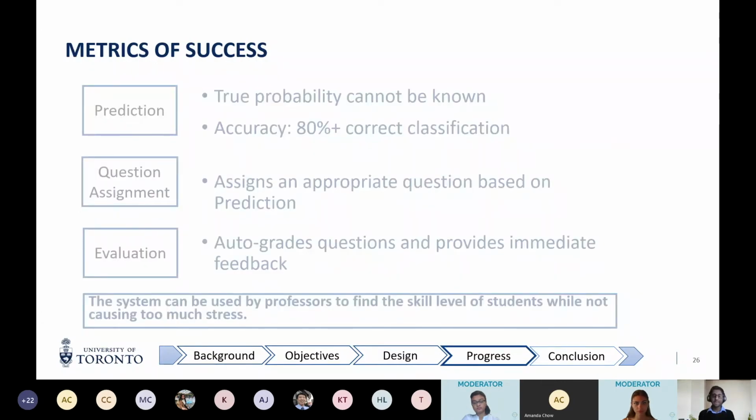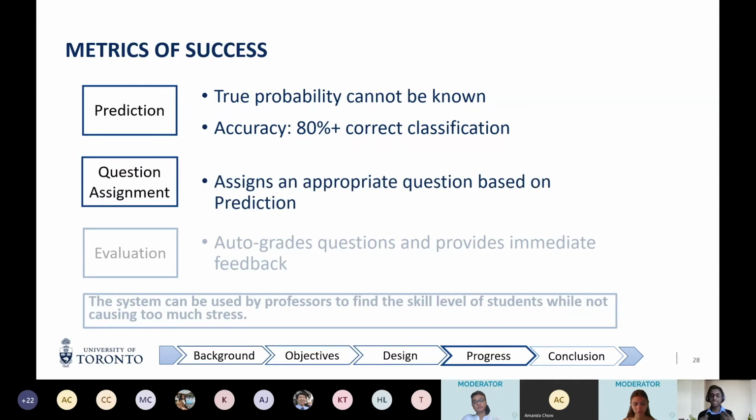In order to define the reliability of such a system, we've defined a few metrics of success, starting with the prediction module. Since we cannot find the true probability of a student answering a question, we can say the prediction module works if it can accurately classify whether a student can answer a particular question or not more than 80% of the time. It is simpler for the question assignment module, which just needs to assign an appropriate question to the student based on the prediction module.